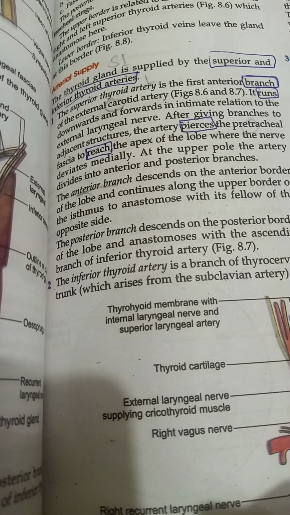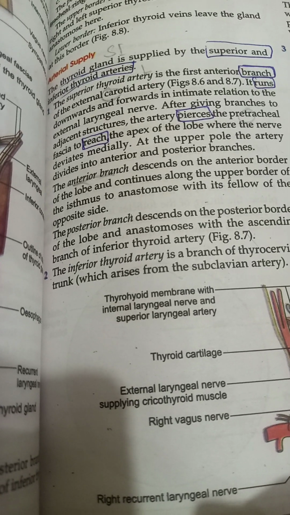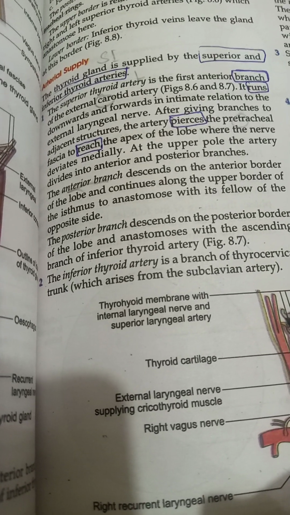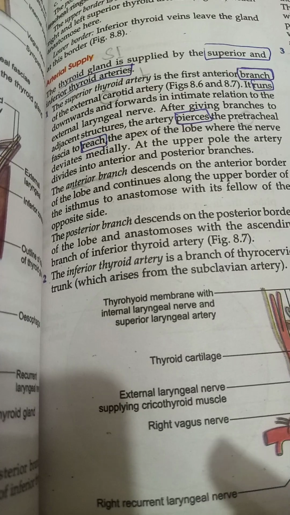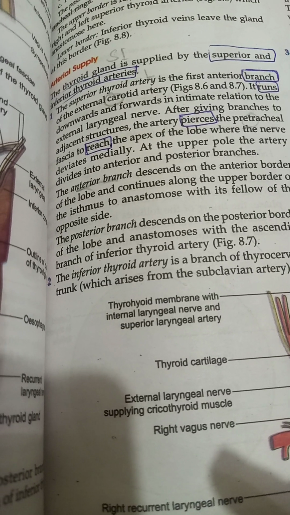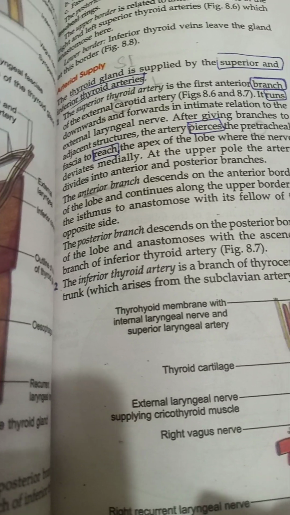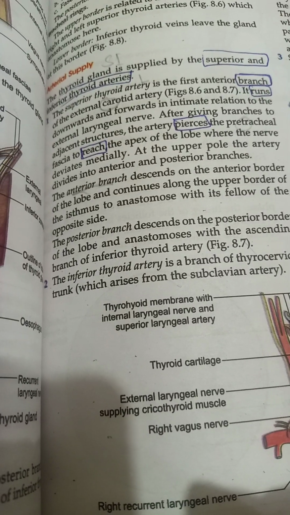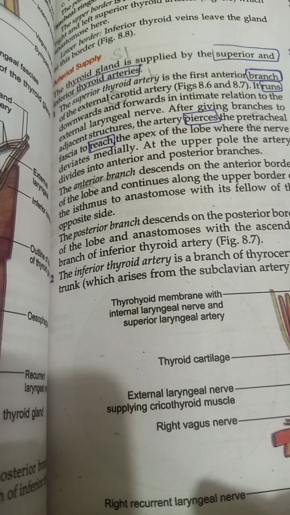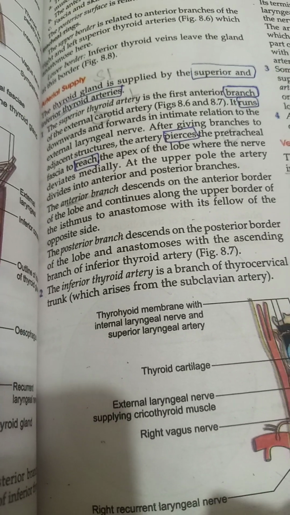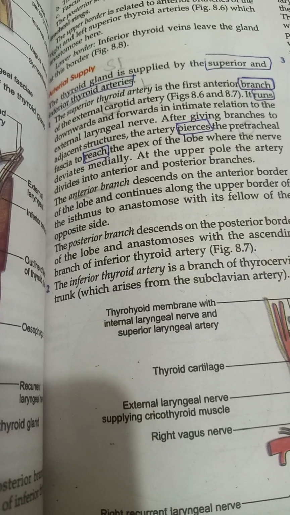After giving branches to the adjacent structures, the artery passes the pretracheal fascia to reach the apex of the lobe, where the nerve deviates medially. ये पास करती है pretracheal fascia को और apex of the lobe तक पहुँचती है, यहाँ पे nerve medially deviate कर जाती है.